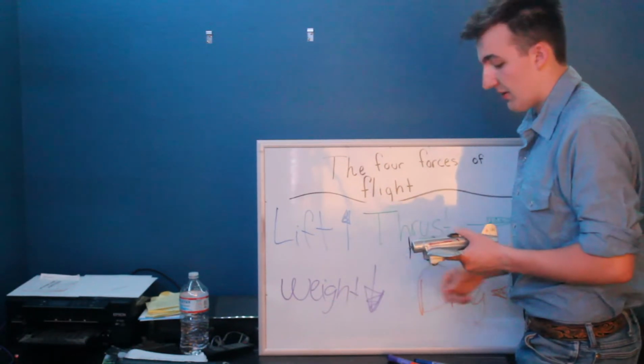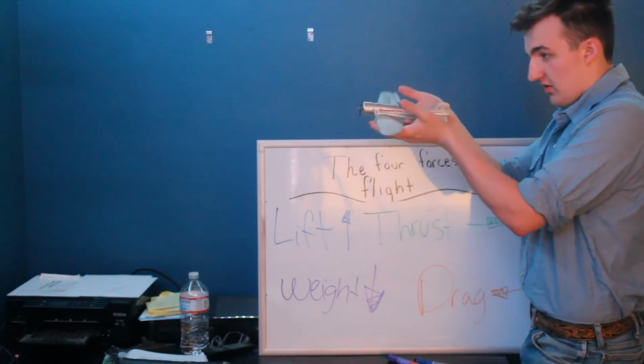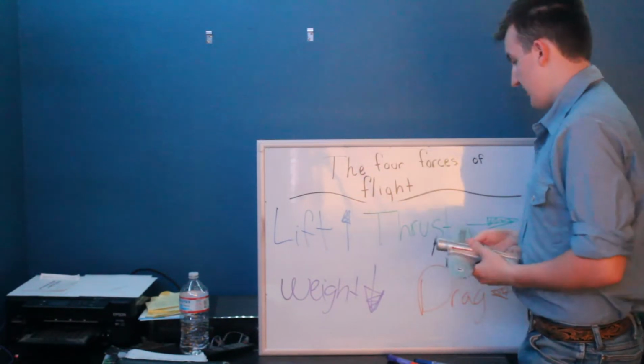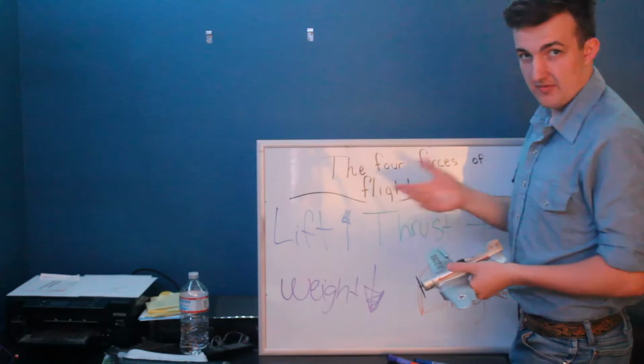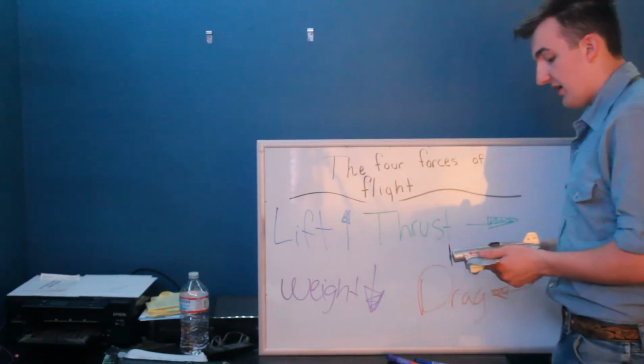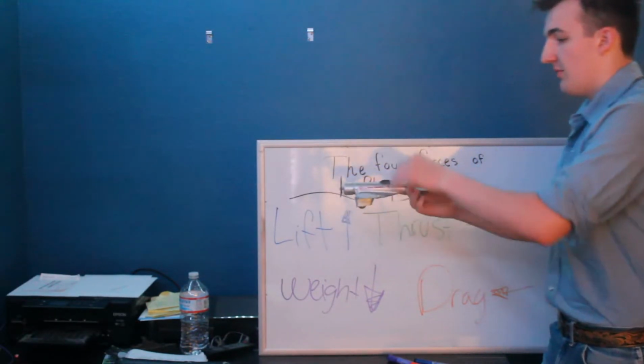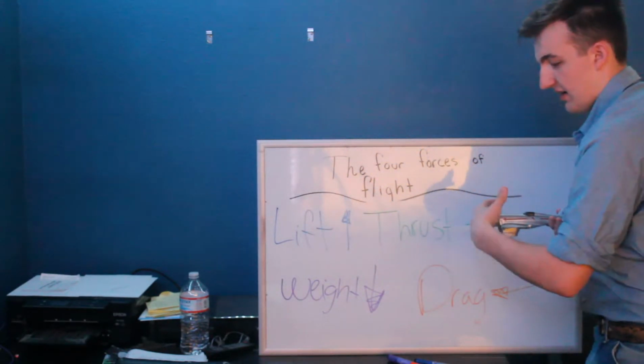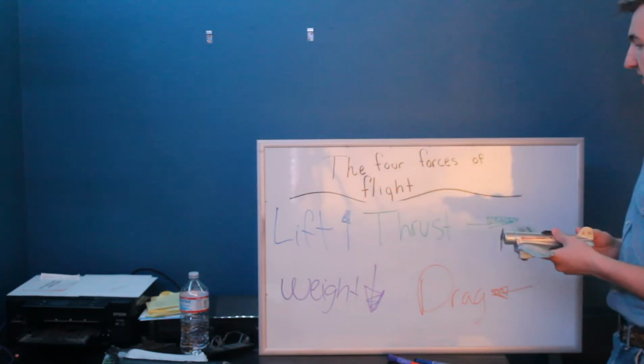Third, let's talk about weight. Weight is the overall weight of the aircraft being pulled down. Pretty simple. And then we have drag. Drag is the force pulling back the aircraft. It's the air pushing against the aircraft and pulling it back.